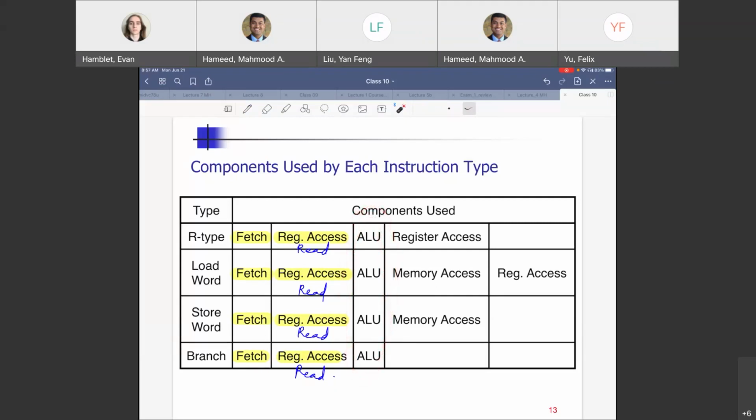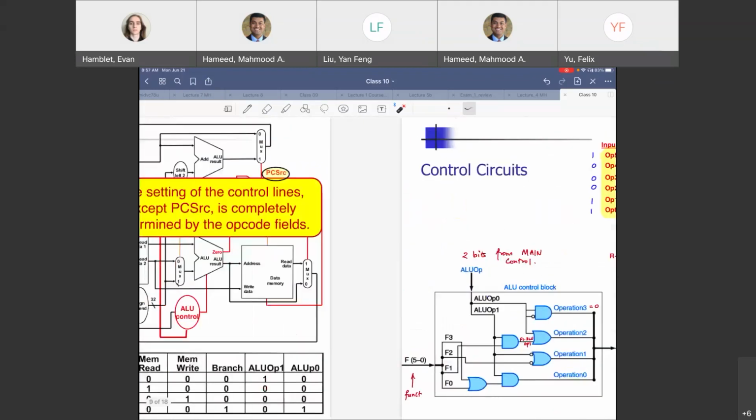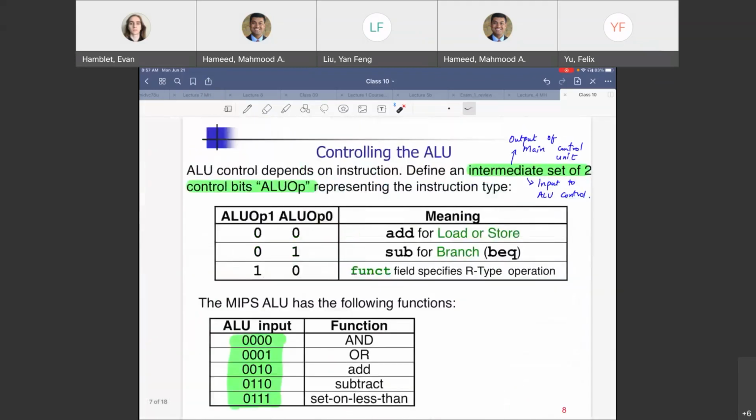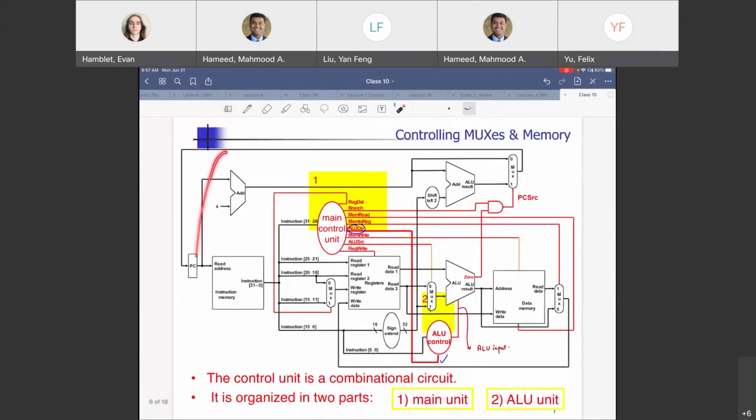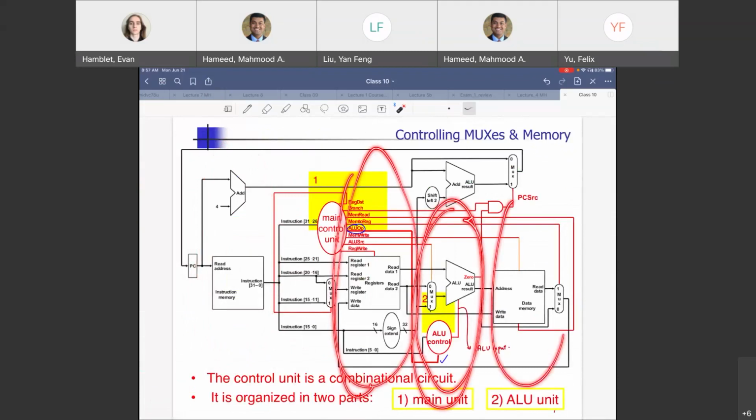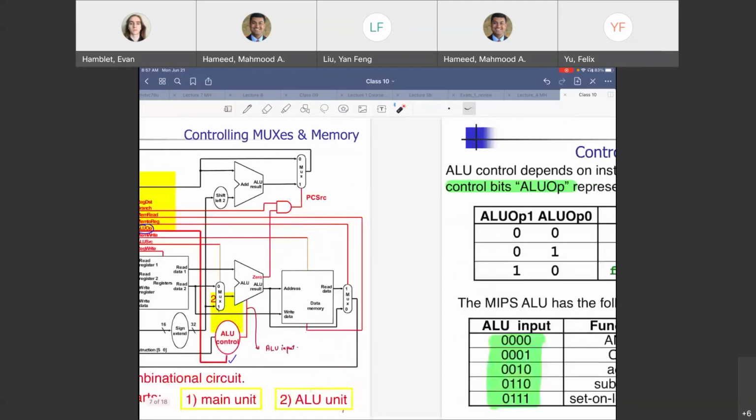If I go back and look at a good diagram here, fetch is happening here. We read the register file here. Then we go to the ALU. Then we have a memory access. And at the end, we may have to write things back over here. So sometimes we may have a register access later or not, depending on the instruction.